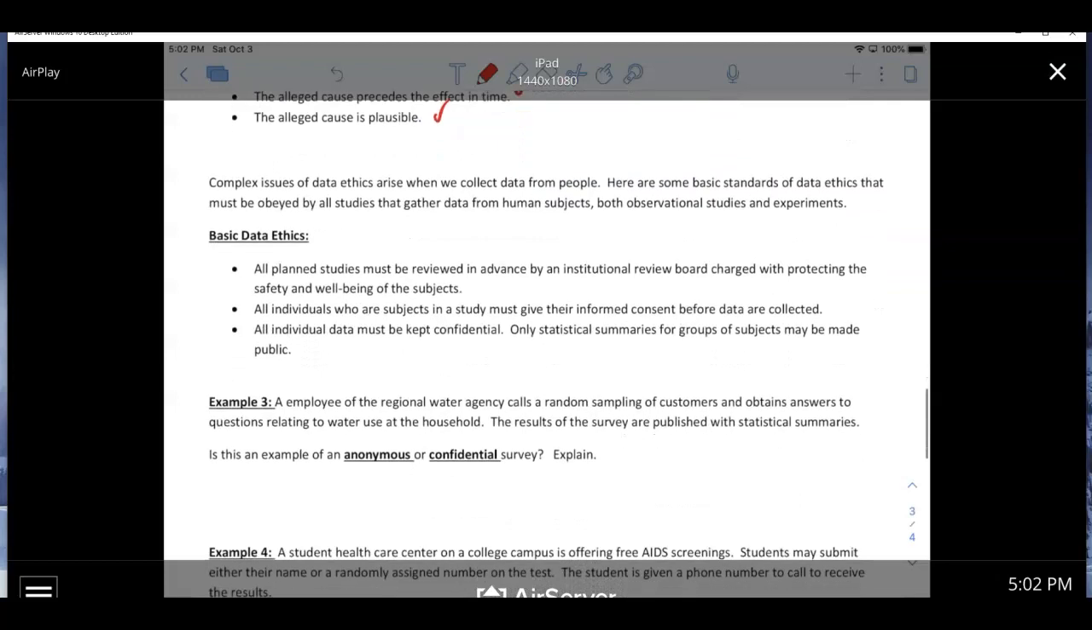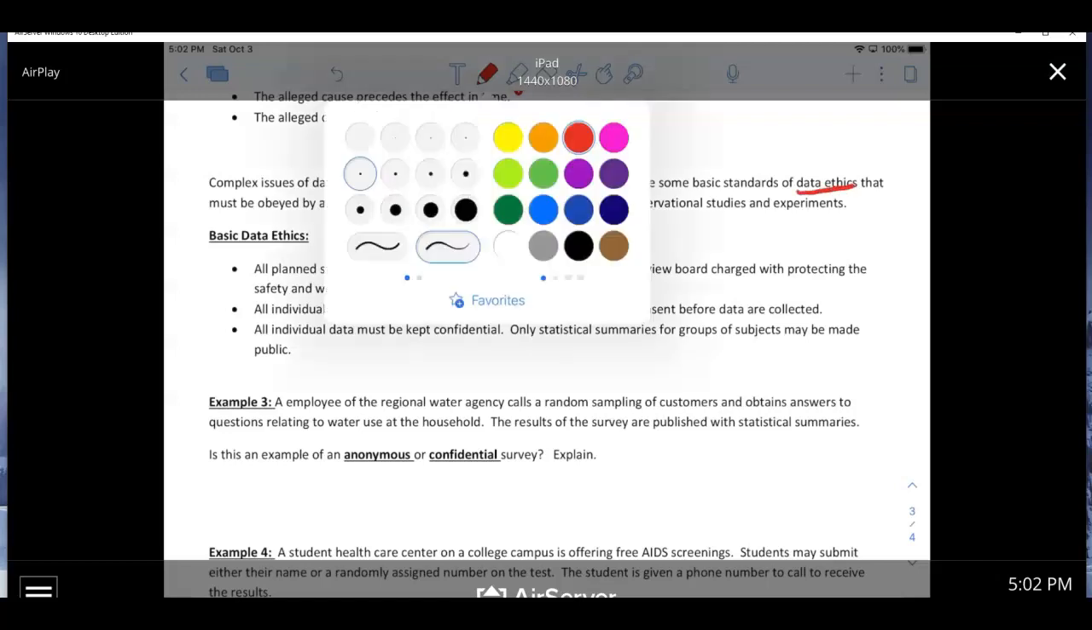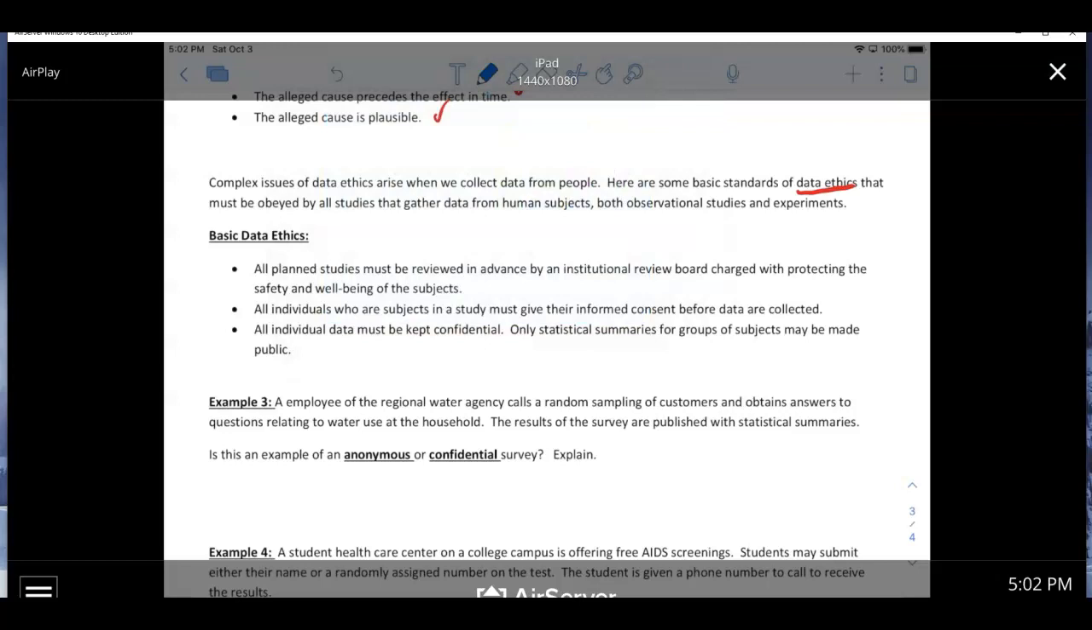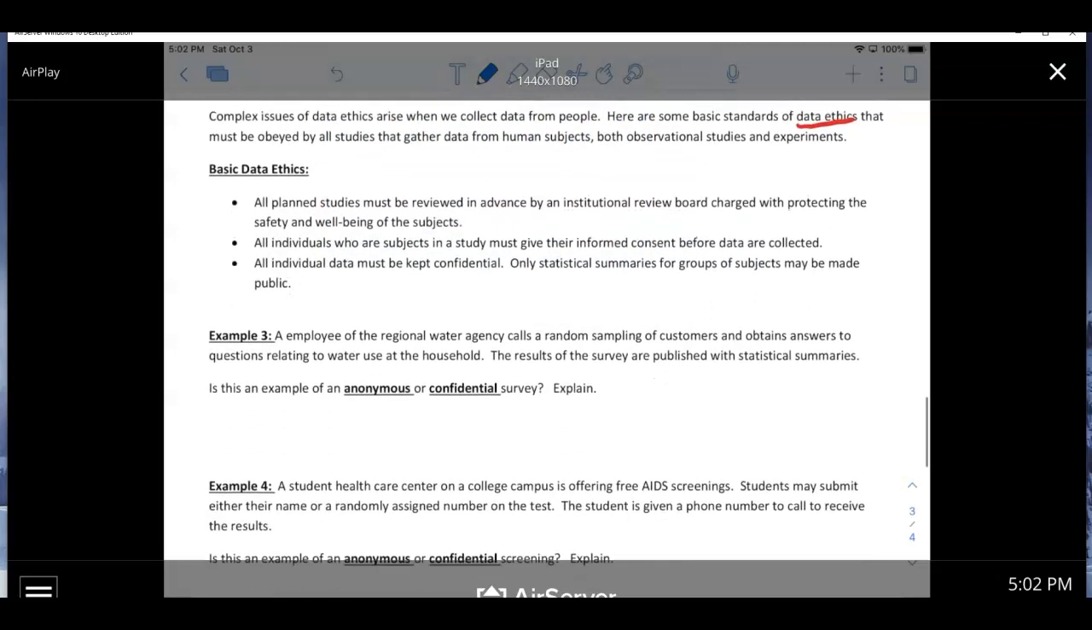Okay? Complex issues of data ethics arise when we collect data from people. Here are some basic standards about data ethics that must be obeyed. So again, this is just common sense types of stuff, right? So first one is all planned studies must be reviewed in advance by an institutional review board. Right? You're not just going to go and do an experiment because it sounds like a good idea. You're going to put it in front of experts that say, yes, that seems like a safe thing or an okay thing to do.